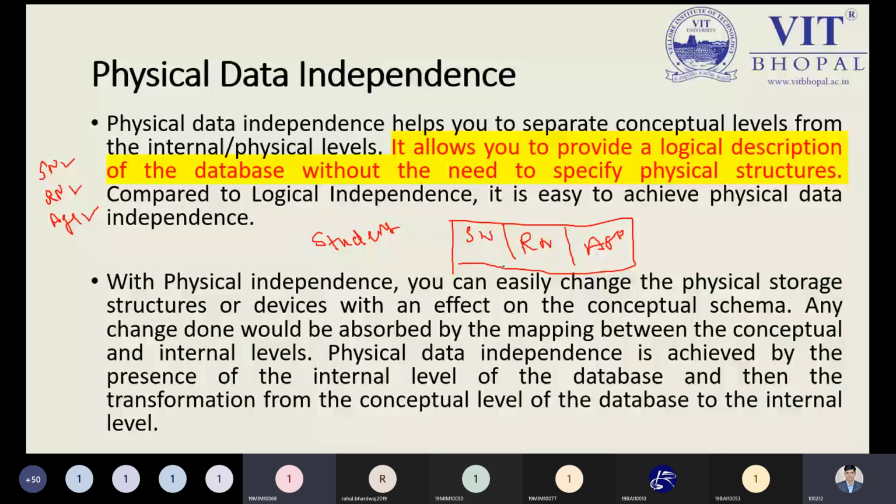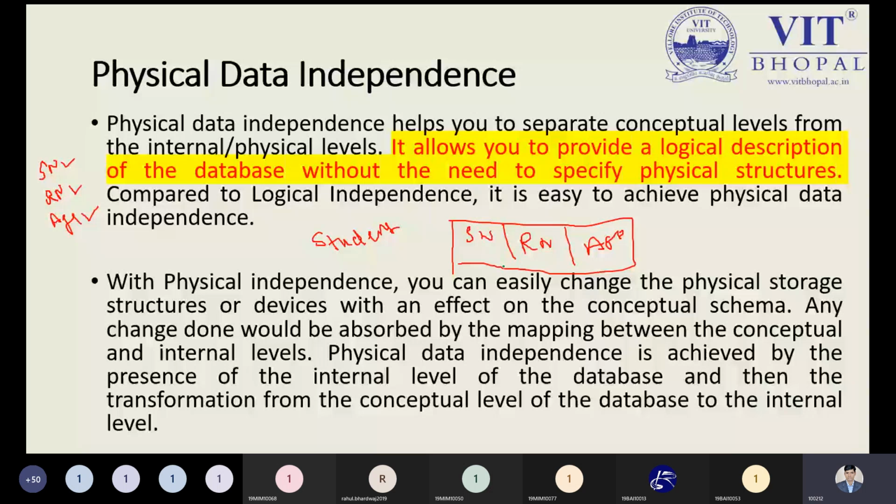Now, is it clear to you? Yes, sir. Okay. Thank you for asking this question, because this is a general question, and most students get confused about it.